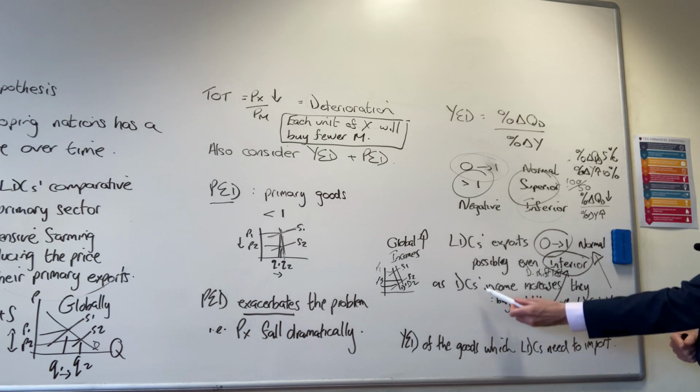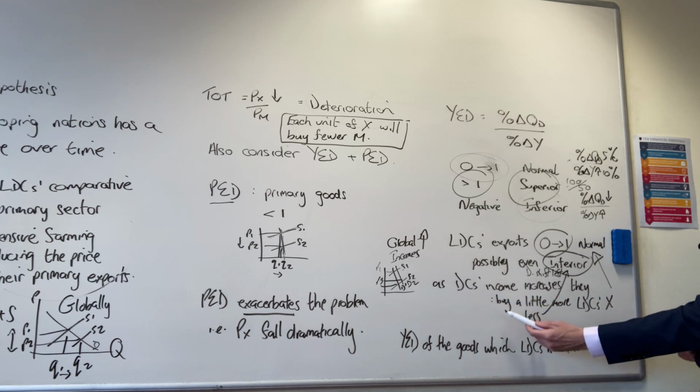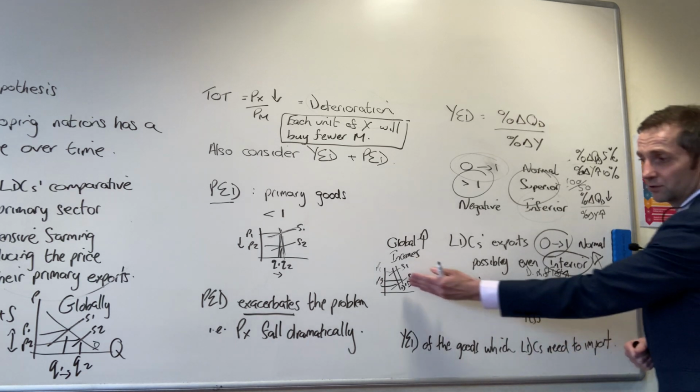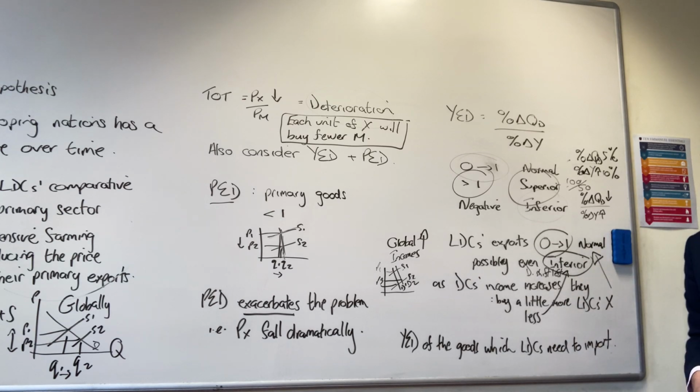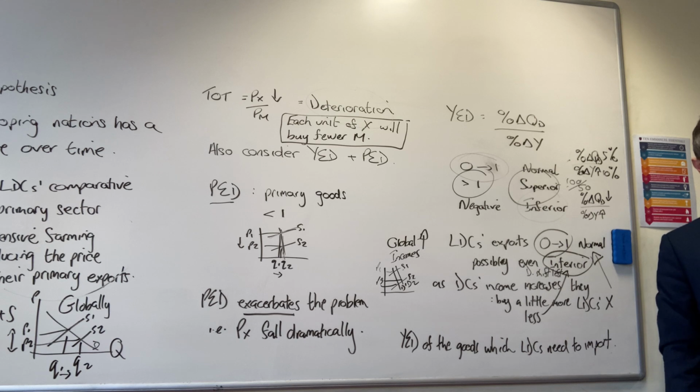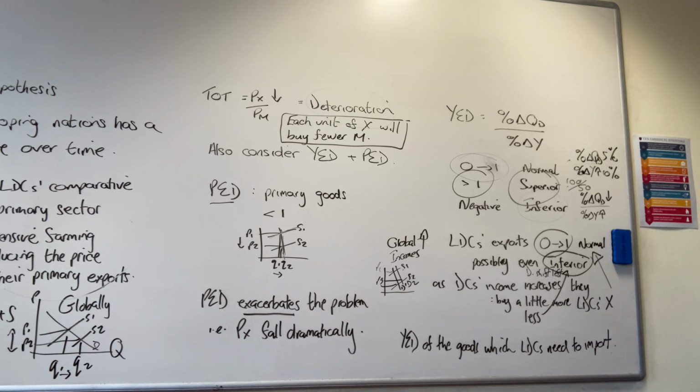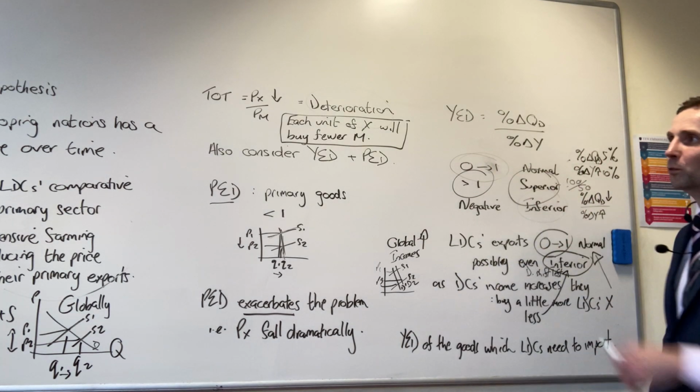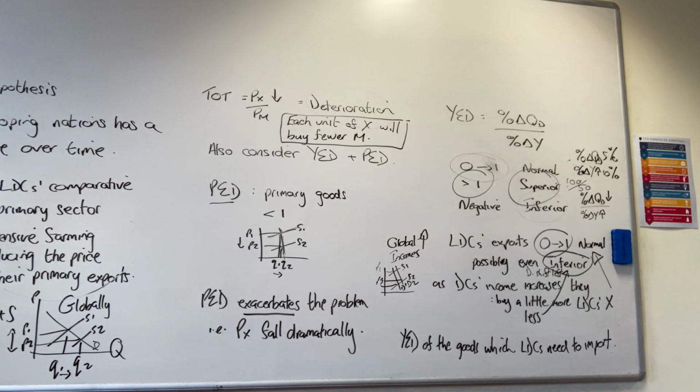As explained here. So as developing countries' income increases, they buy either a little more, shifting right, or they buy less, which would make it even worse. Now this last point here is probably the more interesting point, I think, on the whole board here. So the YED of the goods which the LDCs need to import.